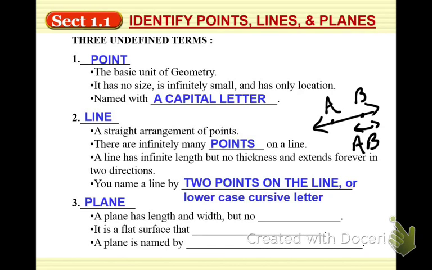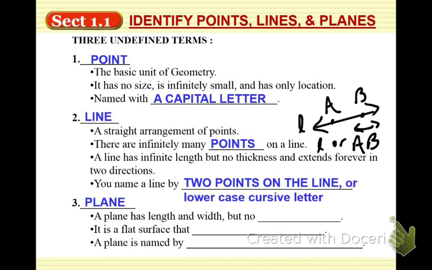We can do that. Sometimes you'll see a line labeled with a lowercase cursive letter, and we can certainly use that. So something like, instead of having the A and the B there, maybe you have a lowercase L or a lowercase cursive M or N or any letter really, and we can use that to name the line as well. Okay? So we can call that lowercase L, line L or line AB, either one is good.